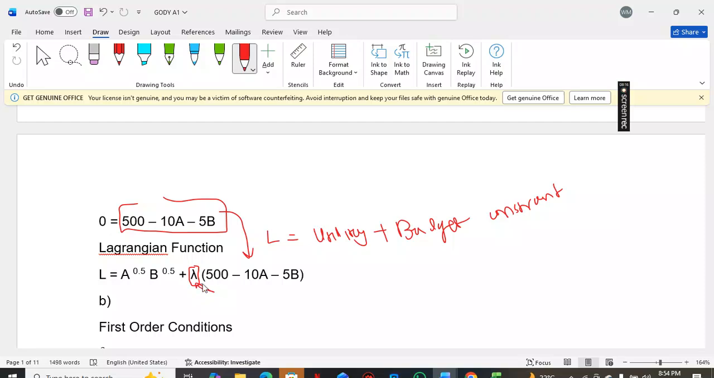Okay, colleagues, in the Lagrangian function, put your lambda here. Utility function first, then lambda, then your budget constraint equation. Utility function, lambda, your budget constraint. Are we okay with this part here, colleagues? Any questions? We'll move to the next part.